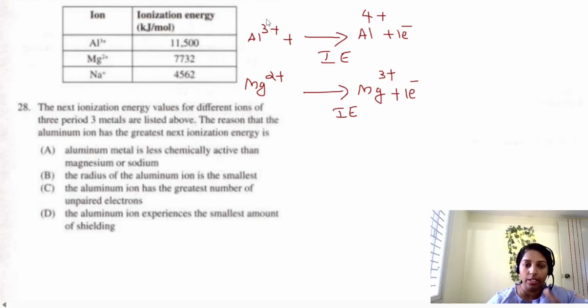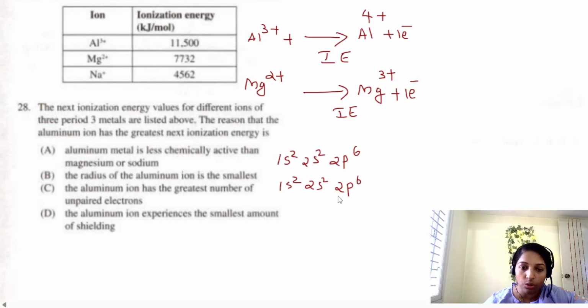The shielding effect depends upon the inner electrons. Aluminum is 1s2, 2s2, 2p6 for Al3+. Correct? Magnesium 2+ is also 1s2, 2s2, 2p6. So the shielding is the same with Al3+, Mg2+ and Na+. Okay. Right. So what is the reason?